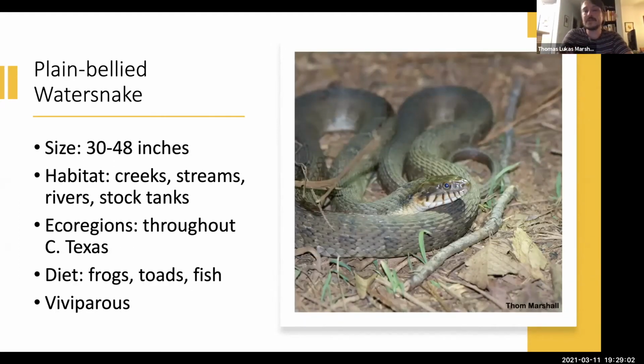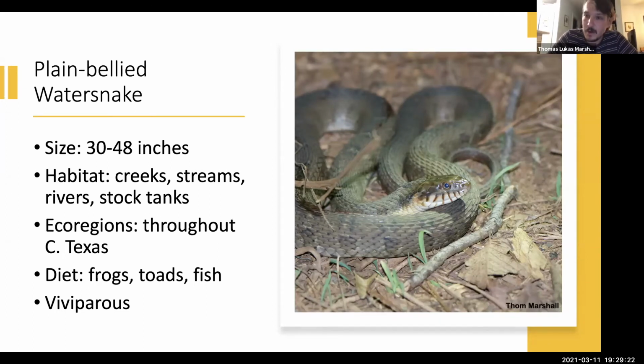So the water snakes are another group of snakes that are still part of this natricine group, a little more distantly related to the garter snakes, but still related. They grow larger, and they're also super common around aquatic habitats all throughout Central Texas.